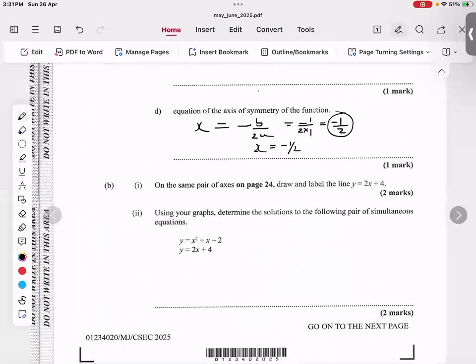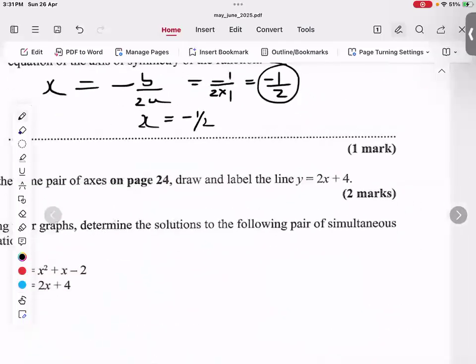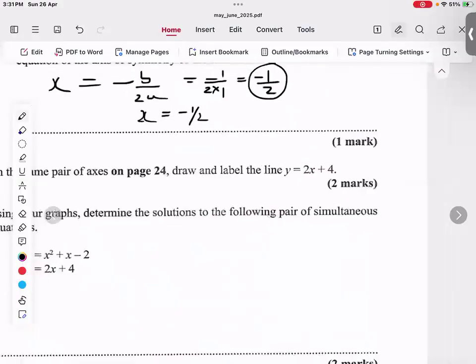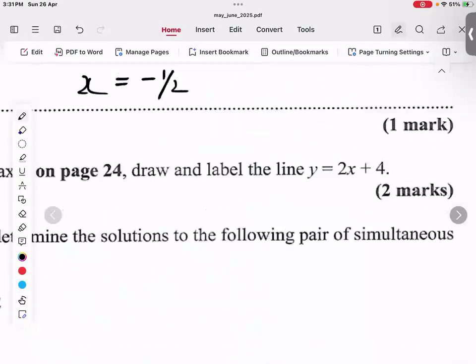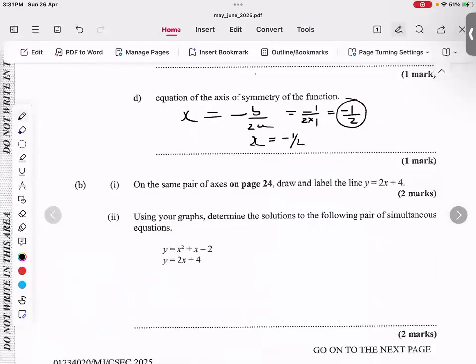All right, it says on the same pair of axes on page 24, draw and label the line y equals 2x plus 4. Now, when you're drawing a line, anybody remembers what we do? We did it in linear programming. When we want to find out where the line crosses the y-axis, we do something to the x. We ignore the x. What does that mean? x is 0. That is correct.